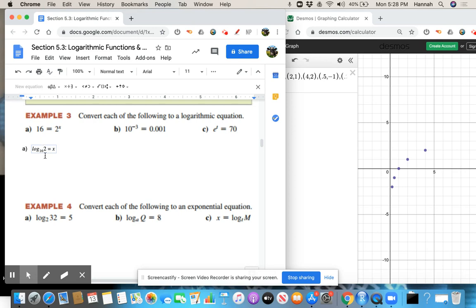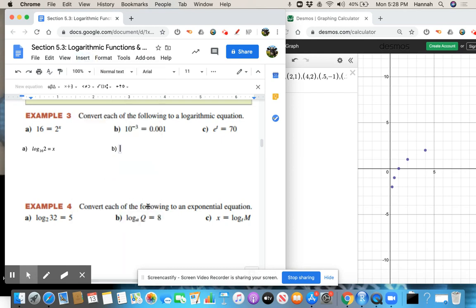So 16 was written first in the exponential. It's also written first in the logarithm. Let's say I go look at part B now, okay? So part B, the most important thing I can identify is what is my exponent? Well, in this case, it's negative 3.